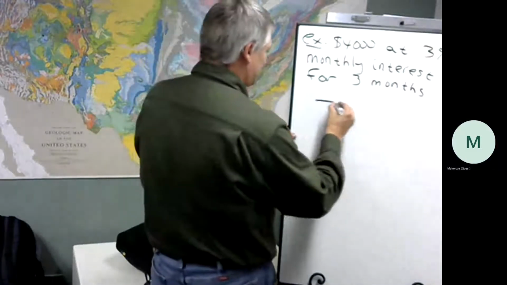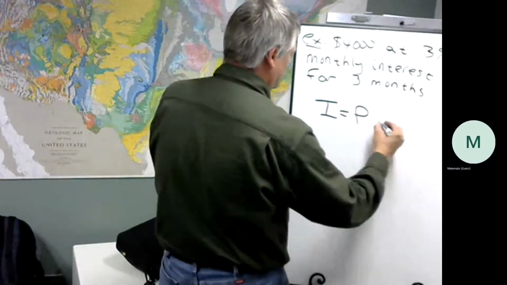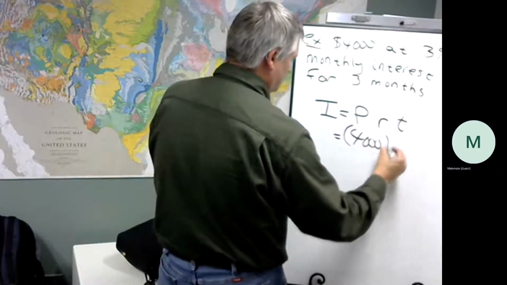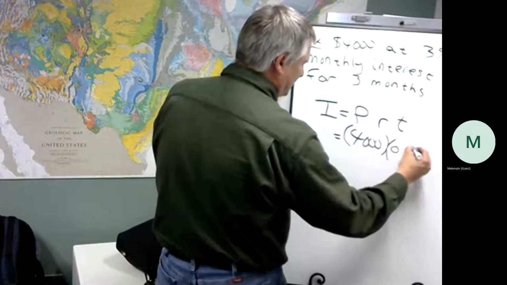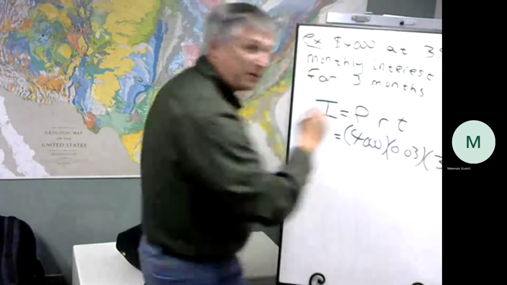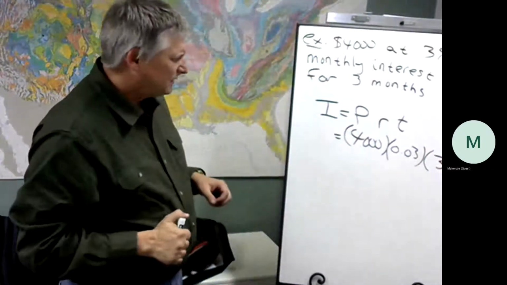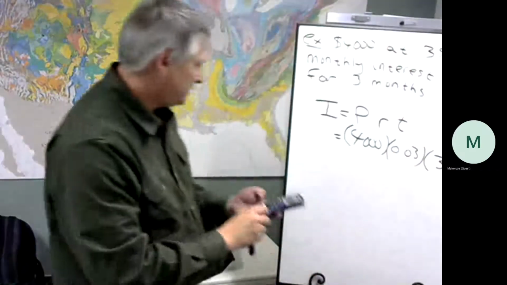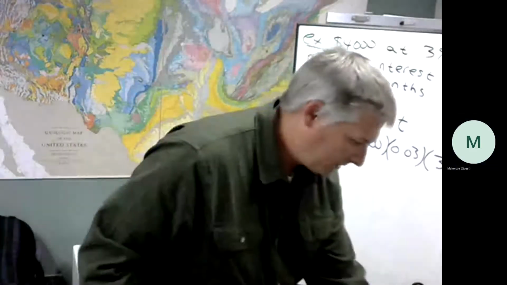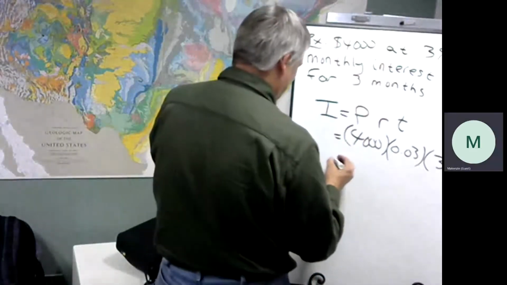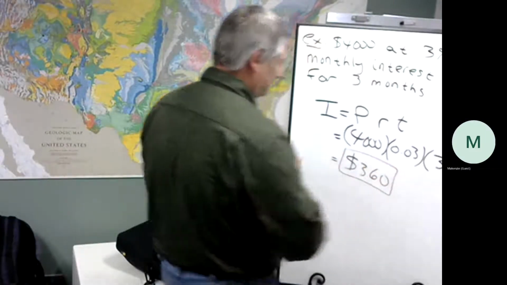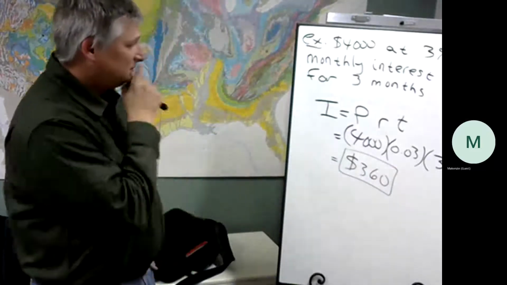So again, we divide this by 100, you get 0.03 for the interest rate. And then this time 3 is going to be 3 months. So if we do this, we're going to get 360. And that's going to be our answer.